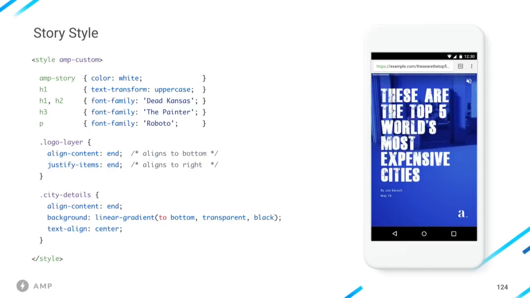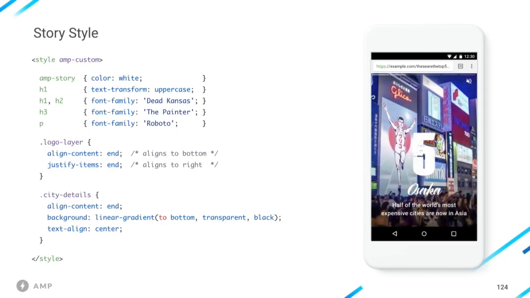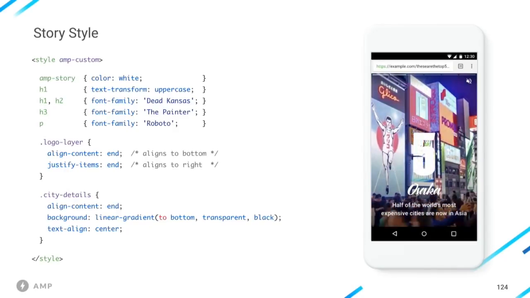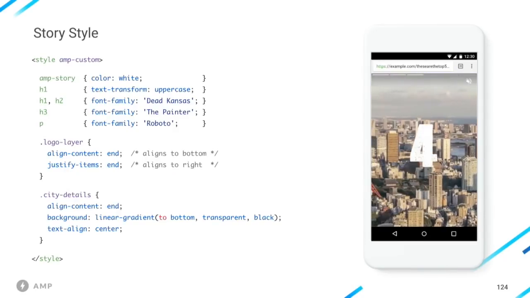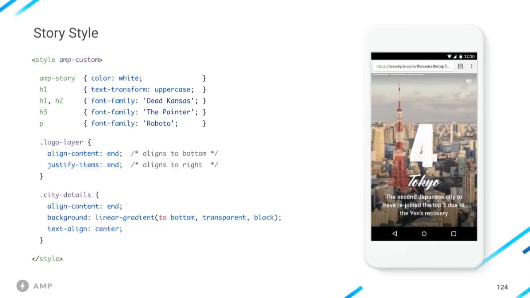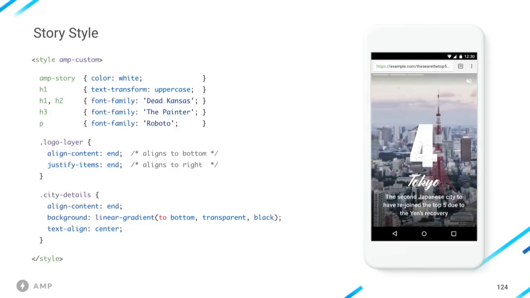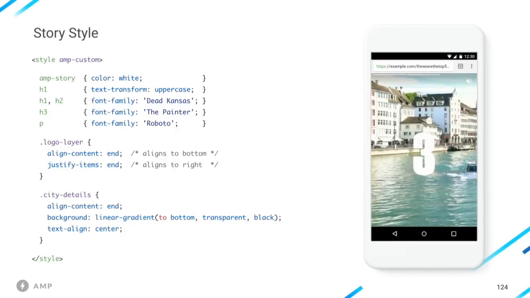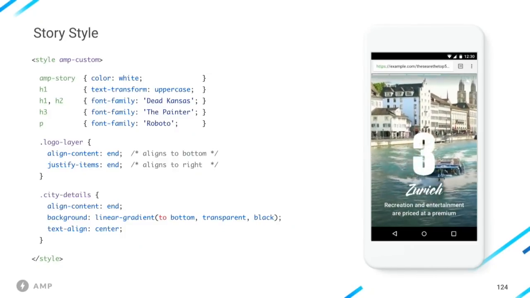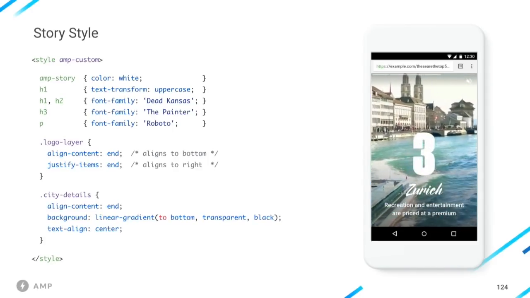And this is actually the entirety of the CSS that is needed to build this story. It's perhaps a bit smaller given the templated nature of the story, but it's also smaller because much of the visual layout is handled by AMP itself. So here we just use the styles to set the text color of the story, adjust the fonts, tweak the alignment of our logo, which was in the bottom right corner, and add a gradient behind the text on the city pages.